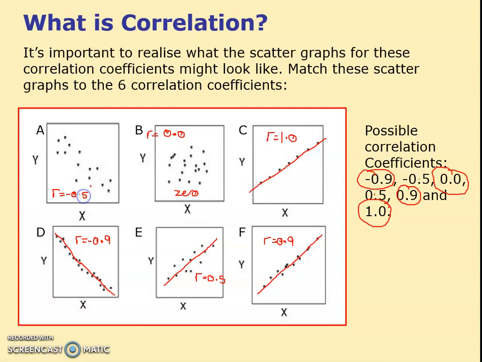And the direction of the line tells you if it's positive or negative. That exactly agrees with the things that you were doing at GCSE, where you described it as positive or negative correlation. But now we put a number to it in terms of how strong it is.